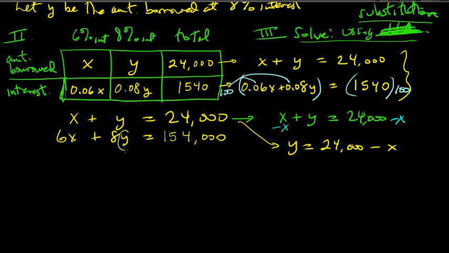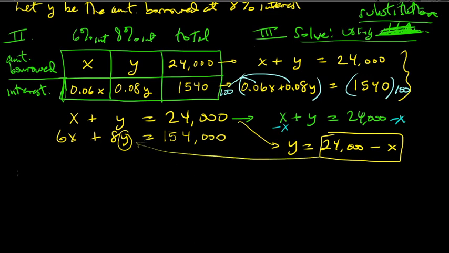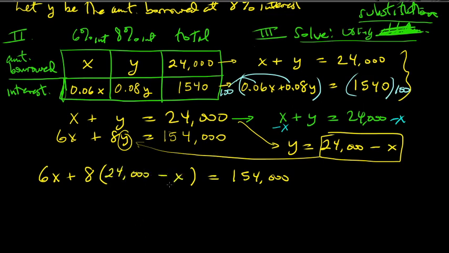So now we're going to substitute for y this expression, 24,000 minus x, plugged into the second equation here. So instead of 6x plus 8 times y equals 154,000, we're going to trade y for 24,000 minus x. Why can we do that? Because it equals y, right? They're the same thing. This is an equation. These are equal. So whenever you see one, you can replace it with the other.